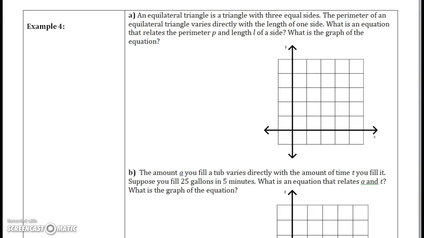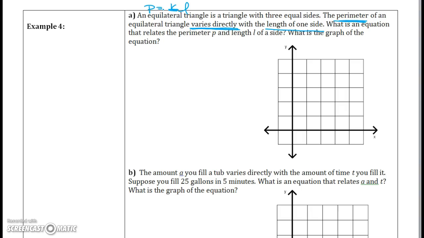The perimeter of an equilateral triangle varies directly. That's important to us. The perimeter, P, of an equilateral triangle varies directly. That's the keyword. With the length of one side. Okay, what that's saying is that P is going to equal something, that's the K part, times L. What is an equation that relates P and L? L is the length of the side. And then what's the graph of the equation?